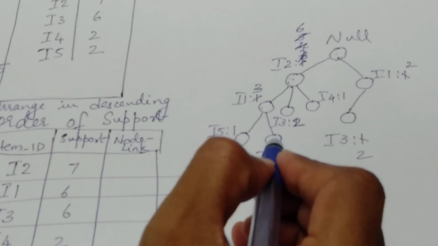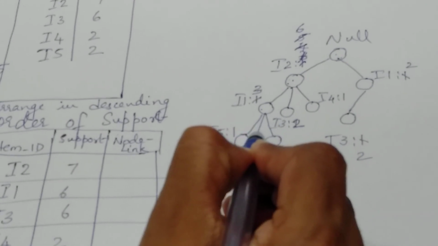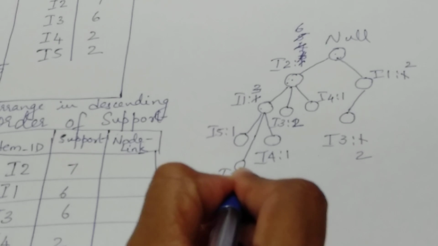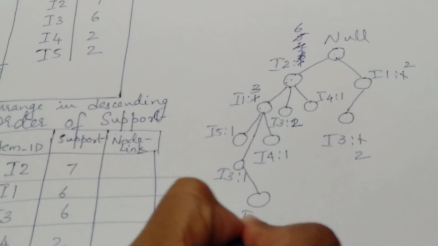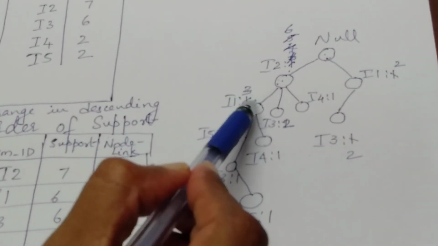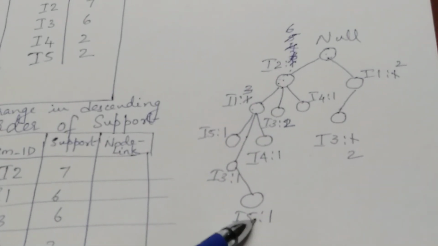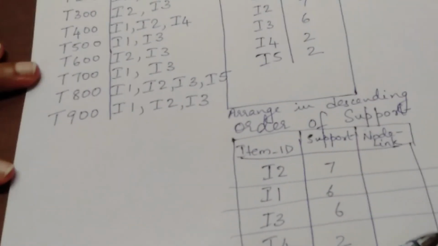I2, I1, I3. I3, I am going to draw a node over here. Sorry, here with I3 and a support 1. And from I3 I have I5 with a support of 1. I already had I2 and I1. To I1 I didn't have an I3. So I built another node I3 and I built a node I5 and it has got support 1. That is my 8th transaction.